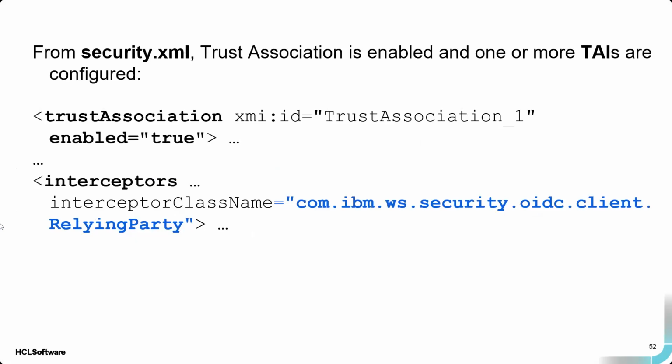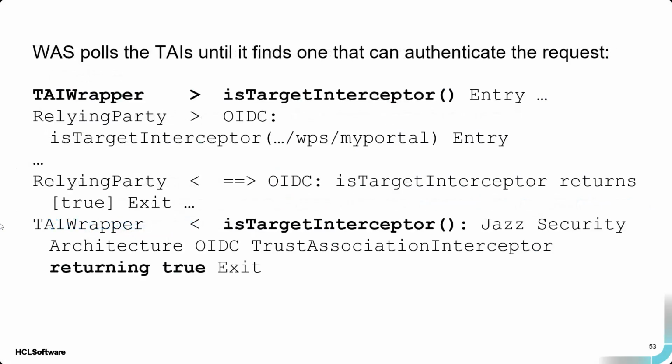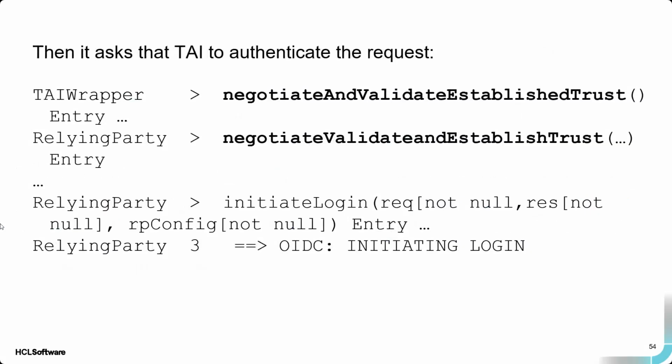So this is a bit of code that's executing in the JVM, and it pulls it with that first method call. Can you handle this request or not? Is target interceptor. And of course, the relying party code says true. In fact, I can authenticate this request. And so then WebSphere makes the second method call. Okay, we're going to negotiate and validate established trust.